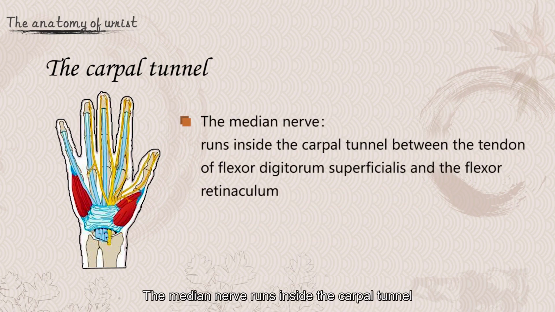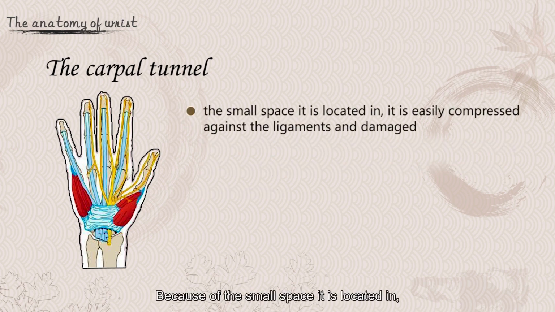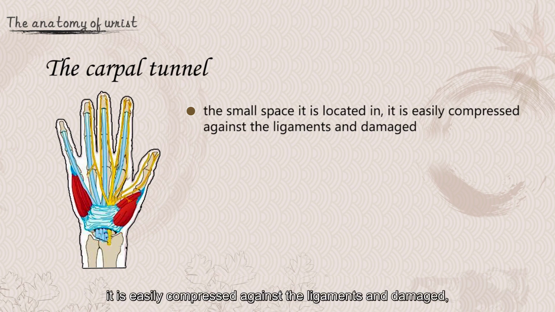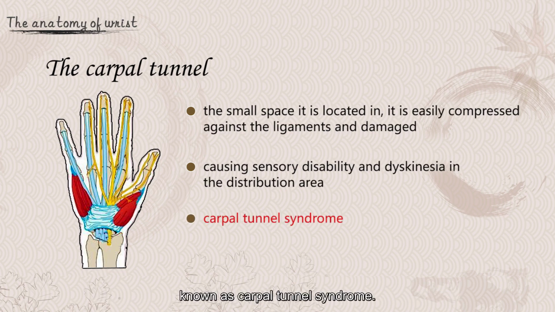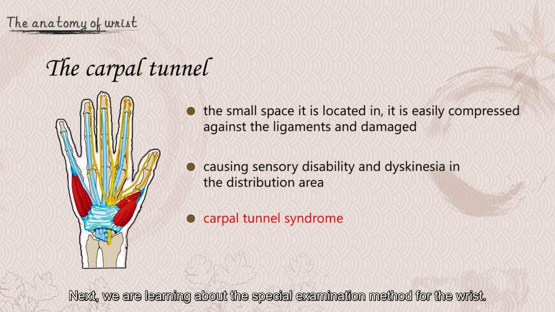The median nerve runs inside the carpal tunnel between the tendon of flexor digitorum superficialis and the flexor retinaculum. Because of the small space it is located in, it is easily compressed against the ligaments and damaged, causing sensory disability and dyskinesia in its distribution area, known as carpal tunnel syndrome. Next, we are learning about the special examination methods for the wrist.